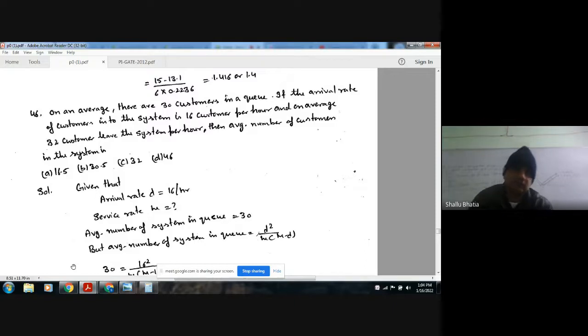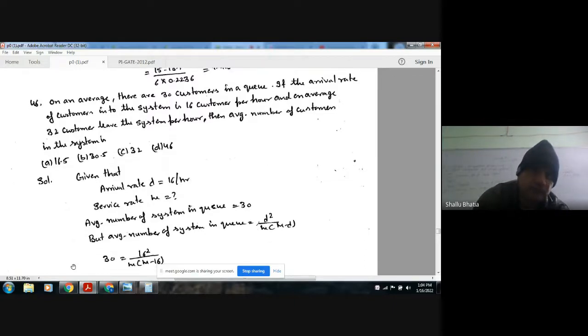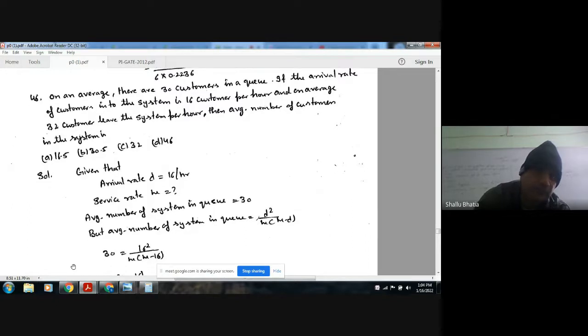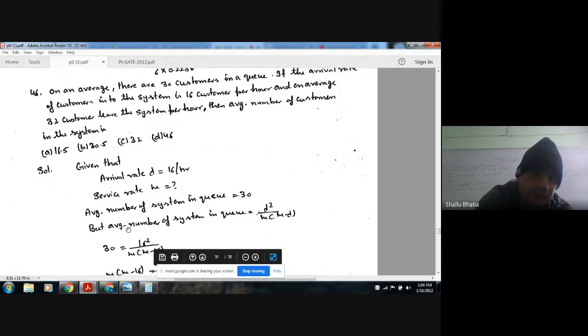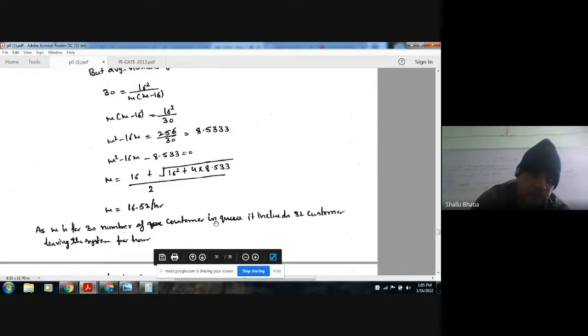So the arrival rate is 16 customers per hour, and the service rate is not known. The average number of customers in queue is 30. The average number of customers in queue is lambda square divided by mu times (mu minus lambda). So lambda here is 16 and this is equal to 30. So we can find out mu, where mu is the service rate.